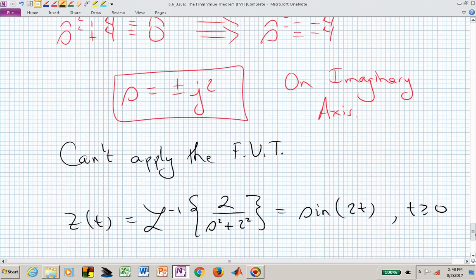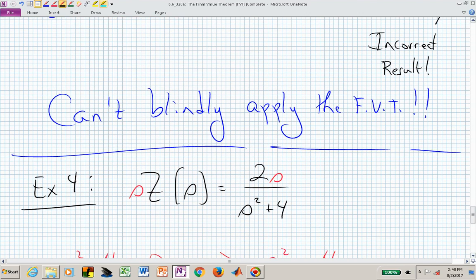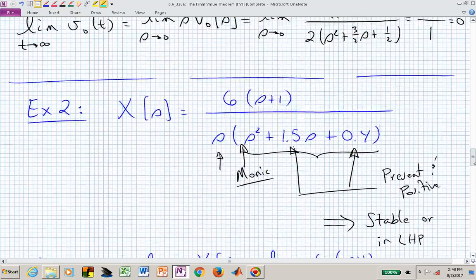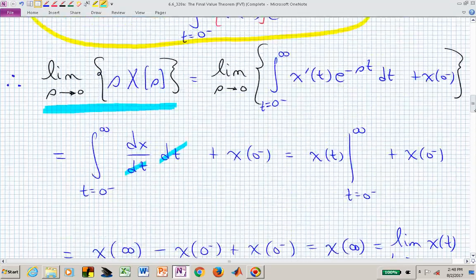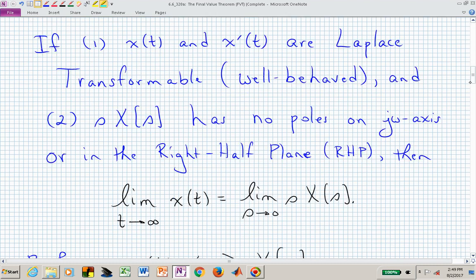And so it's critically important that you check condition 2 in the final value theorem, which is make sure that x of s has no poles on the imaginary axis or in the right half plane before you start applying the final value theorem.